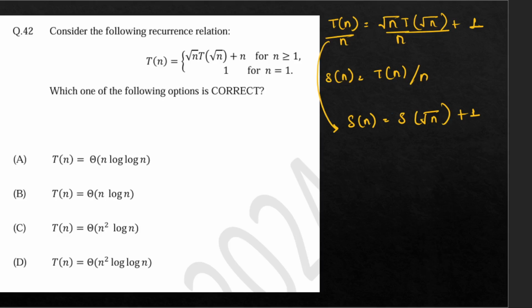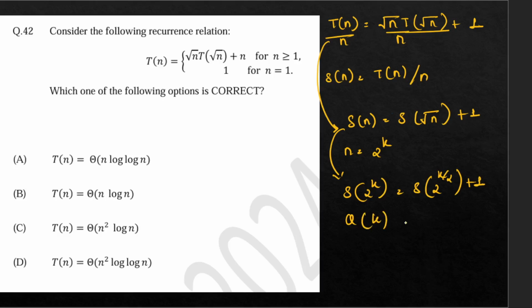After that, we can change n equals 2 to the power k. This we can do for n, right? So this we can write as S of 2 to the power k equals S of 2 to the power k by 2 plus 1. After that, Q is equal to k and Q is equal to k by 2 plus 1. So according to Master's theorem, which is the rule we are going to get from this?